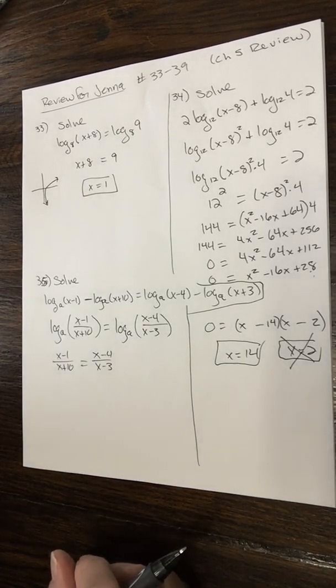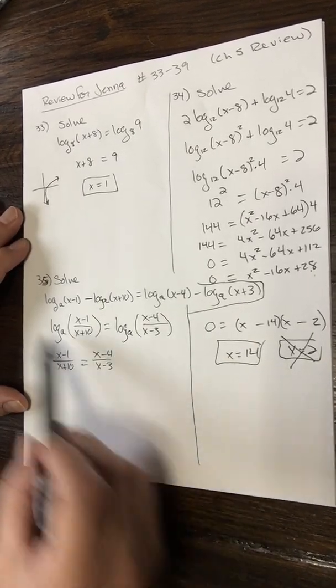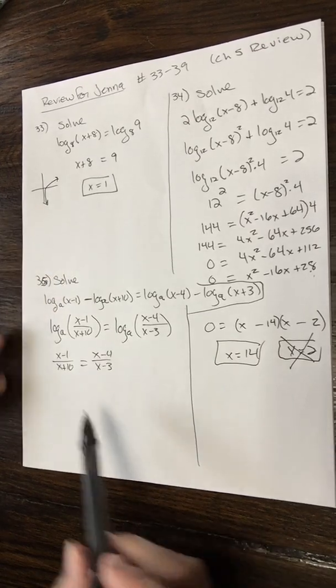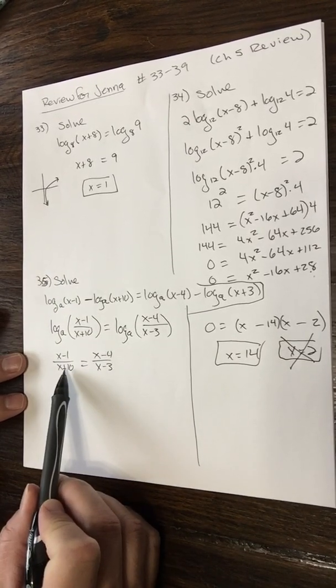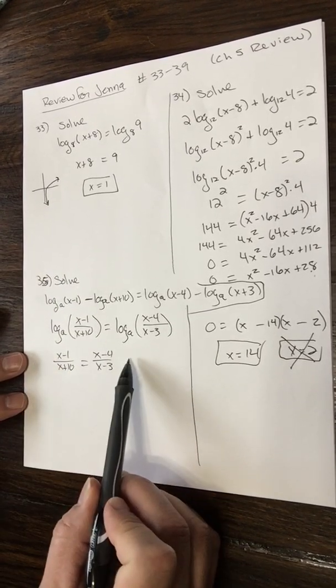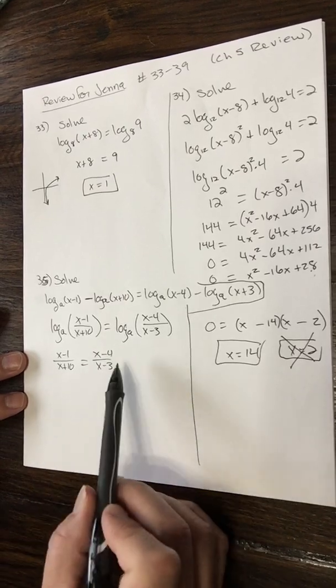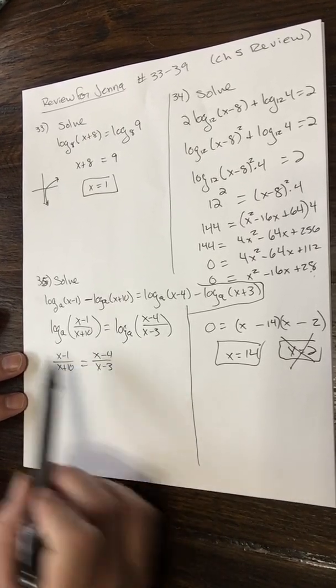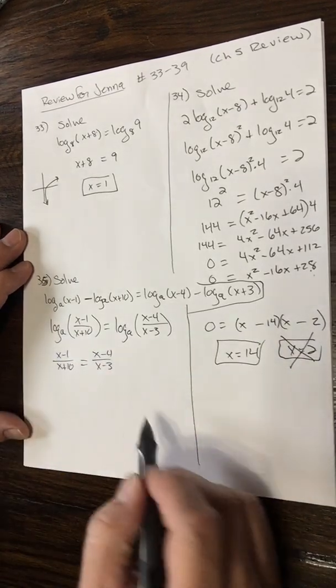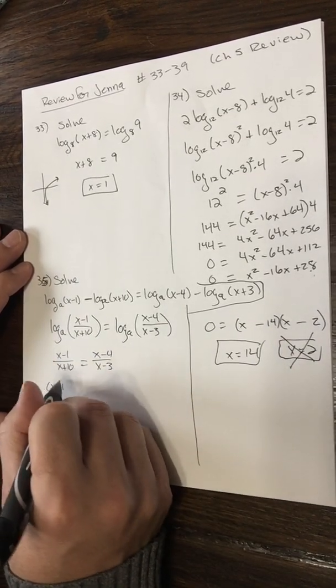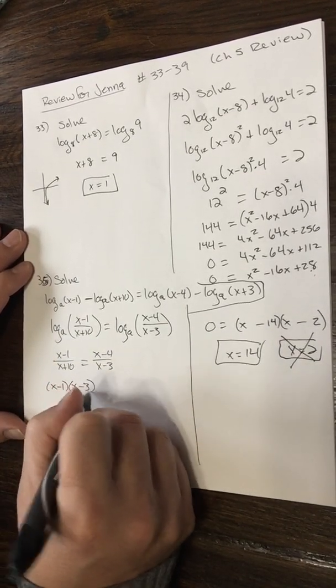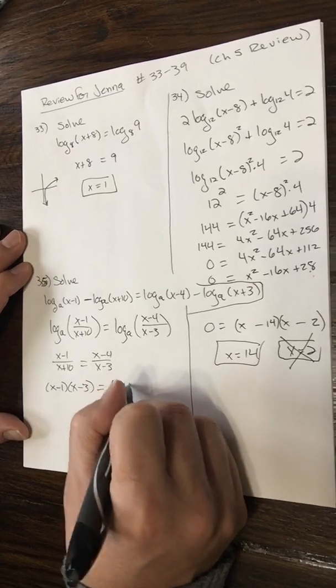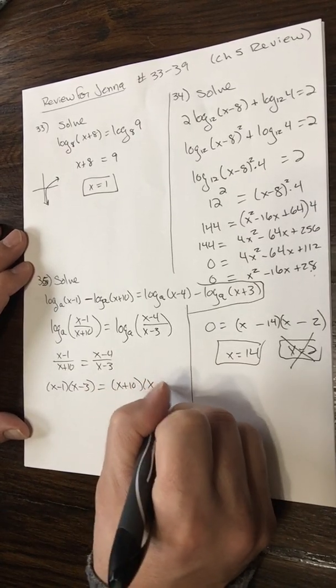In order to solve what's called a proportion, you cross multiply. Or you could do it one step at a time and think, okay, I want to get x plus 10 out of the denominator, so I multiply both sides by x plus 10. Then I would multiply both sides by x minus 3 to get it out of there. We're going to end up cross multiplying. So I have x minus 1 times x minus 3 is equal to x plus 10 times x minus 4.